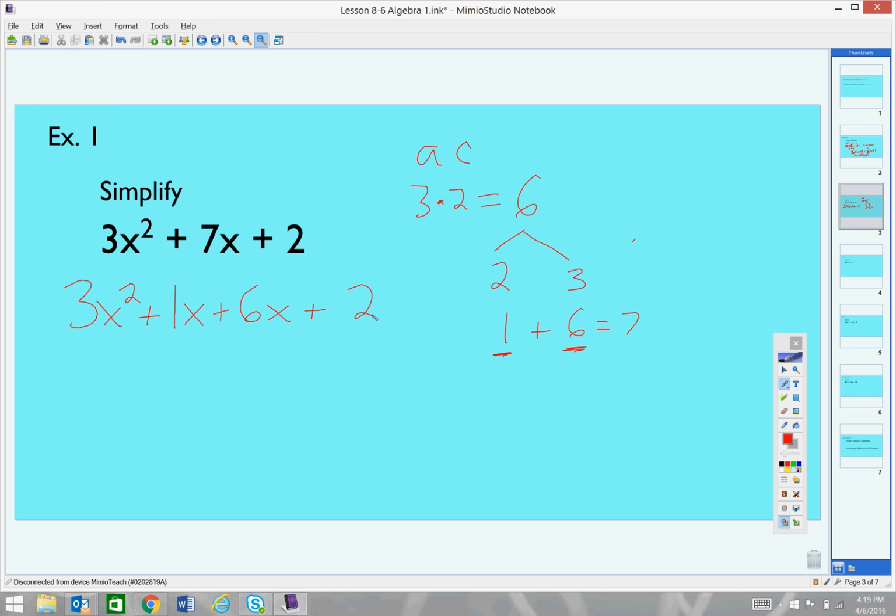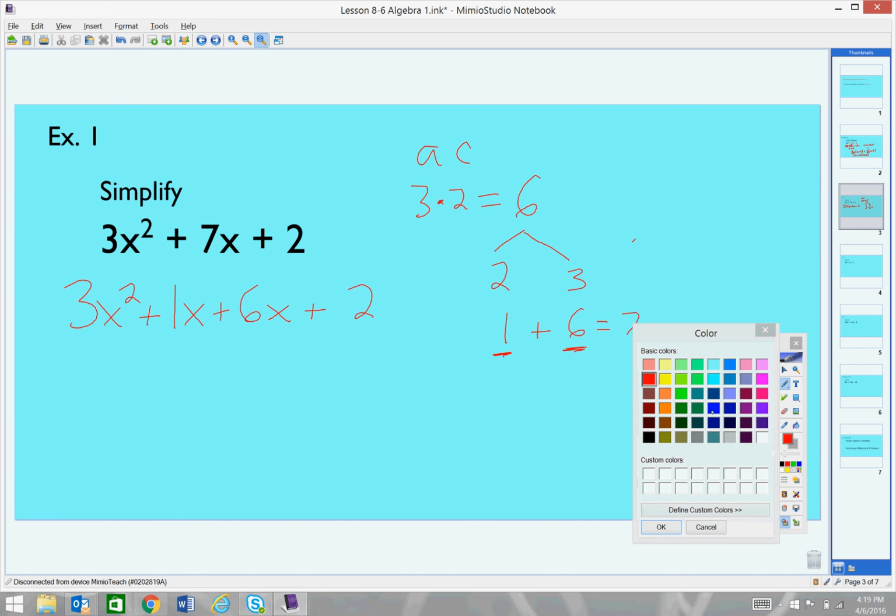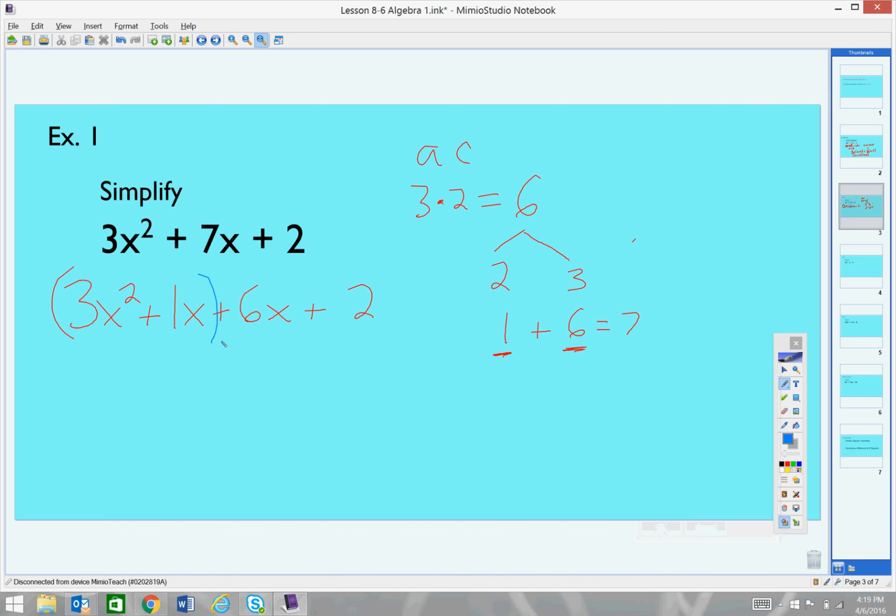And so now we're going to divide this into two different parts. Let's get another color here. There we go, now we've got two different colors. And so we're going to divide it into two different parts, and we're going to pull out common factors here.